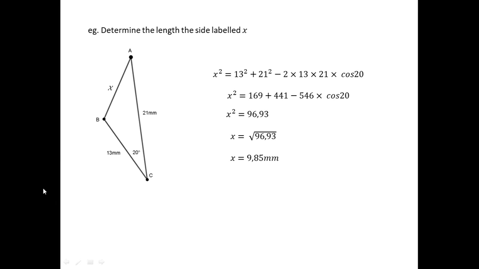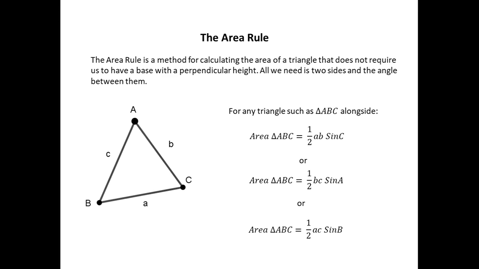So we are looking for the length of this side, and we are given this angle C and the length of each side on either side of angle C. Put that all into our formula, I should say, and work it out. Beware that when you get to this point, this number is not the length of x because it is the length of x squared. So we still have to square root to get the actual length of side AB, which is 9,85 millimeters.